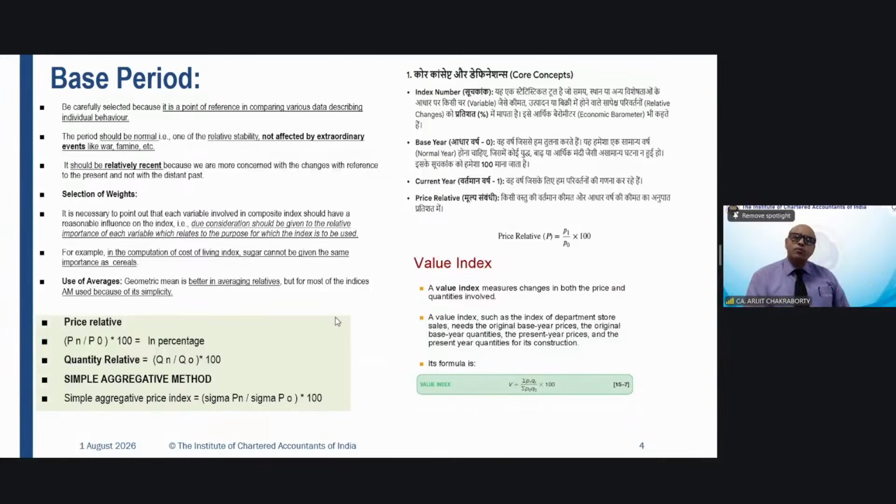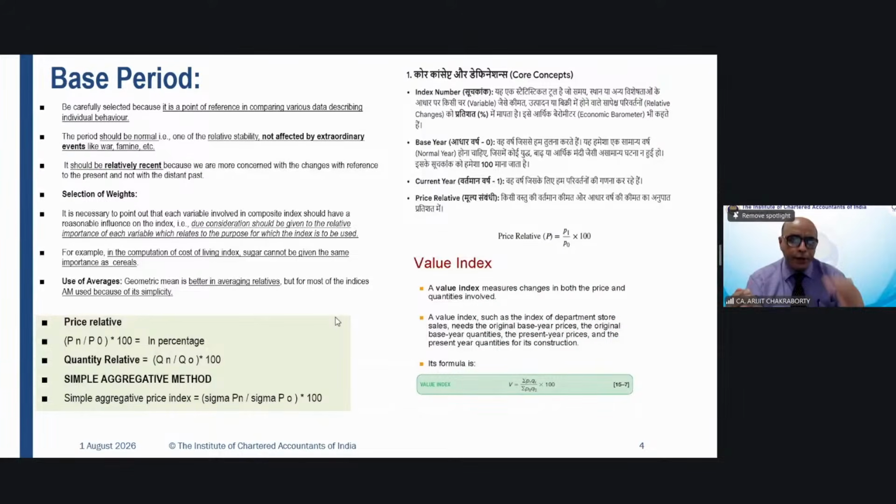It will be price into quantity. For a particular commodity, for n number of items, it will be sigma P1 into Q1, or Pn into Qn. That means the price multiplied by the quantity. Both price and quantity are of the current year. So in the numerator, you can see, we have sigma P1 into Q1. That means this year's price multiplied by this year's quantity. Current year's price. So the reference is the current year now.